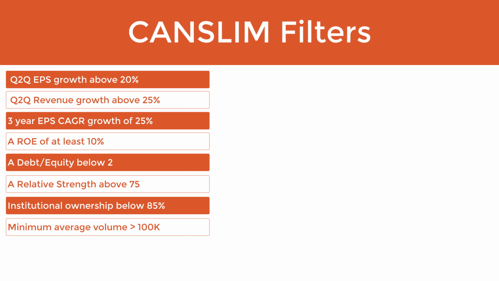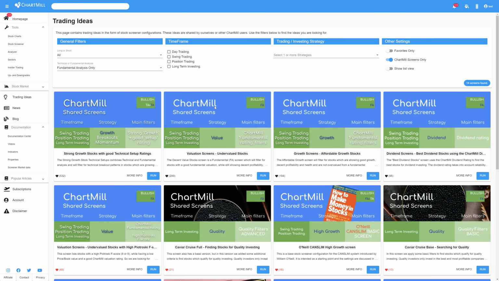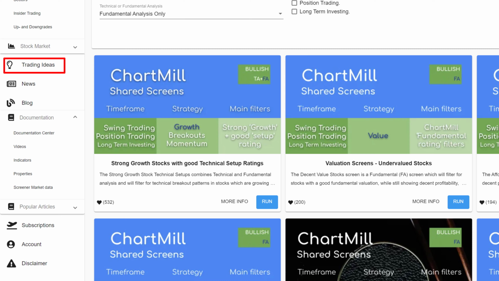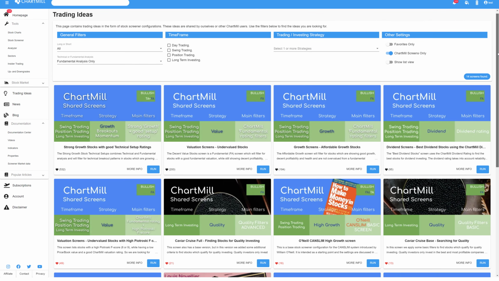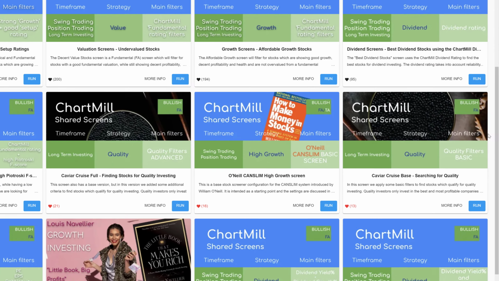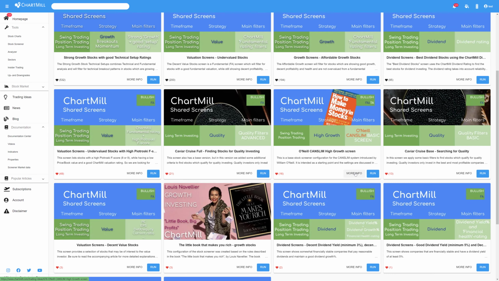We have put all these filters together in a predefined screen that you can find on our Trading Ideas page. You can either apply the filters immediately from here, or you can visit the actual screen page first to see more information and related documentation.